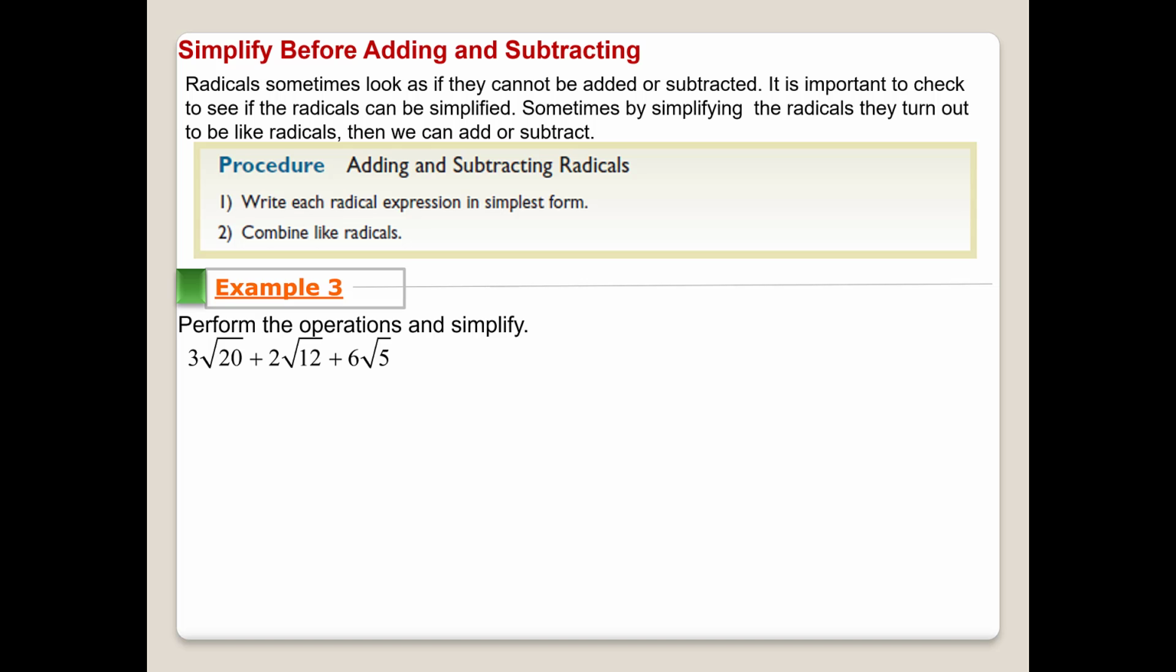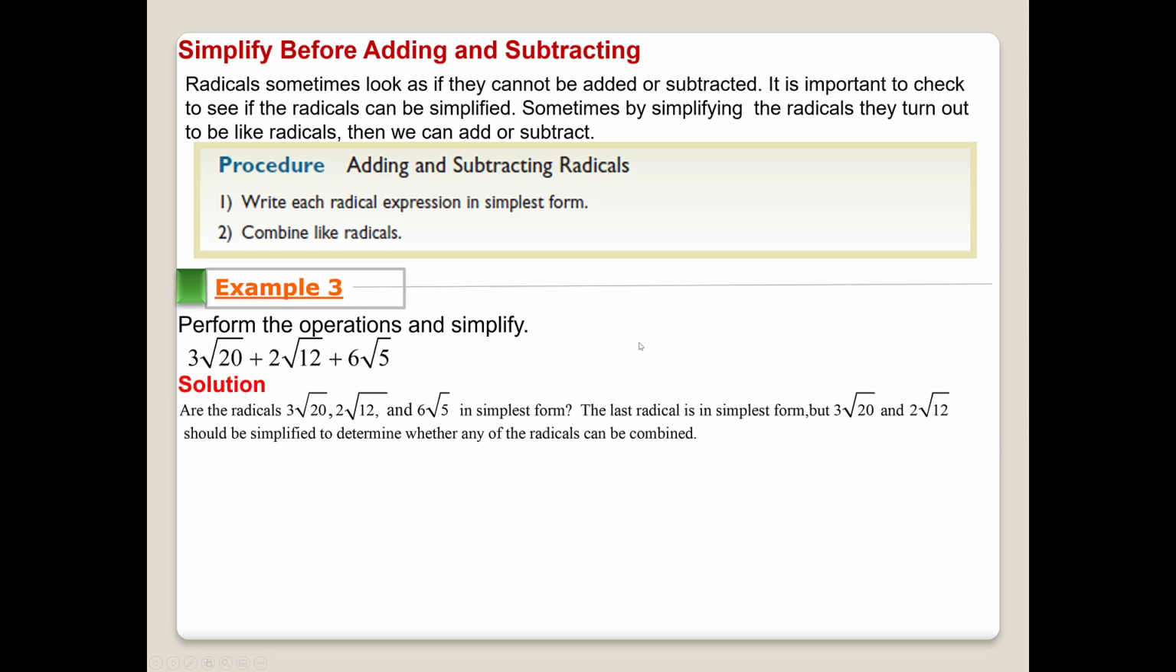Perform the operations and we'll simplify this. So we have 3 square root of 20 plus 2 square root of 12 plus 6 square root of 5. To move forward with this, are these radicals in the simplest form? I don't believe so. The last radical, square root of 5, is in the simplest form, however, the 3 square root of 20 and the 2 square root of 12 should be simplified to determine whether the radicals can be combined.